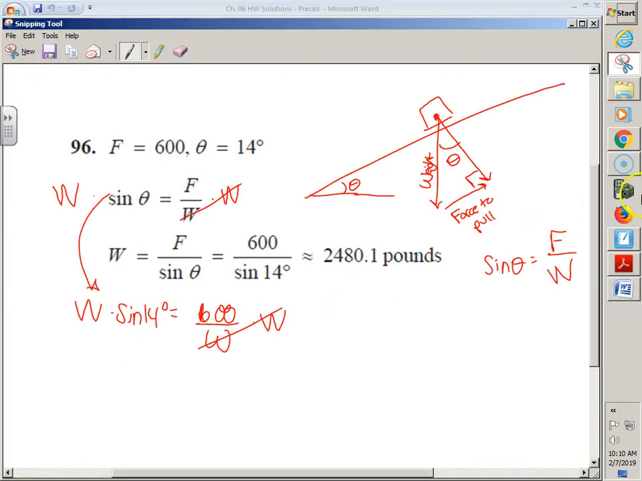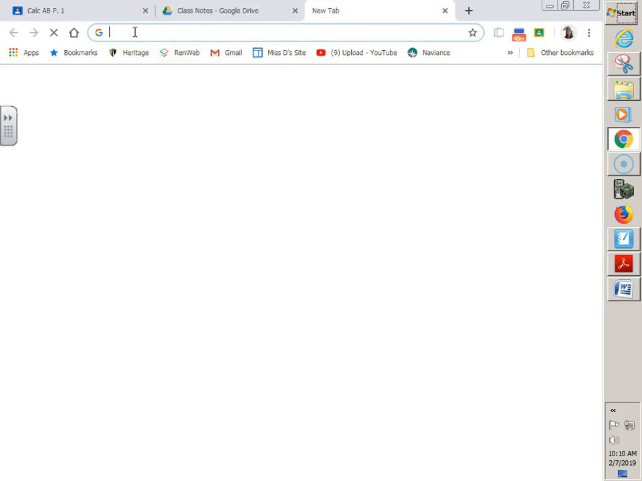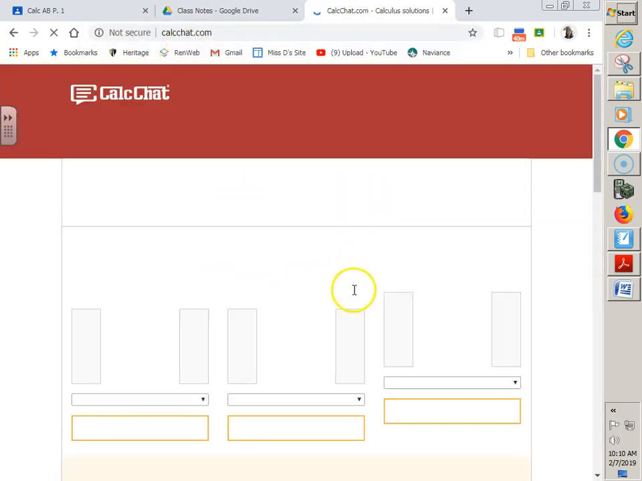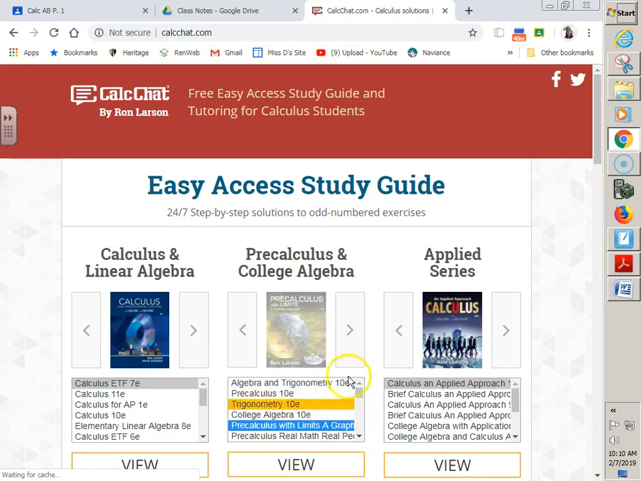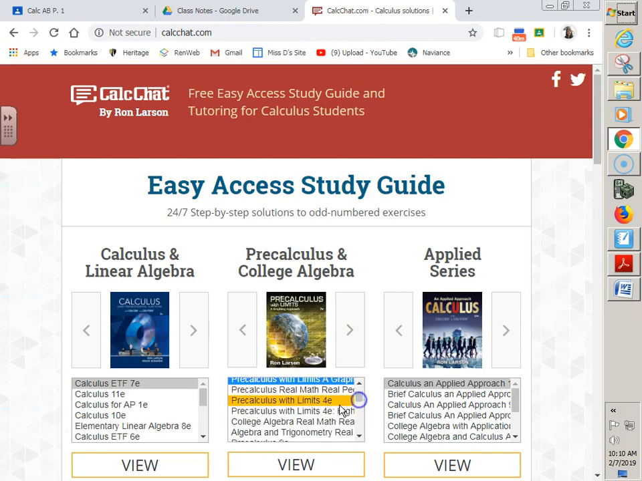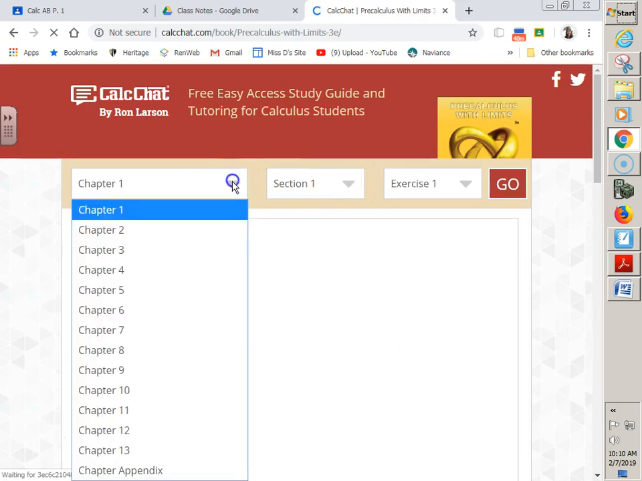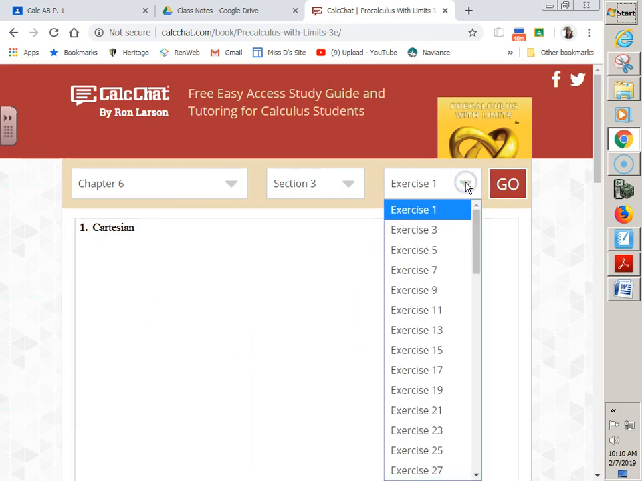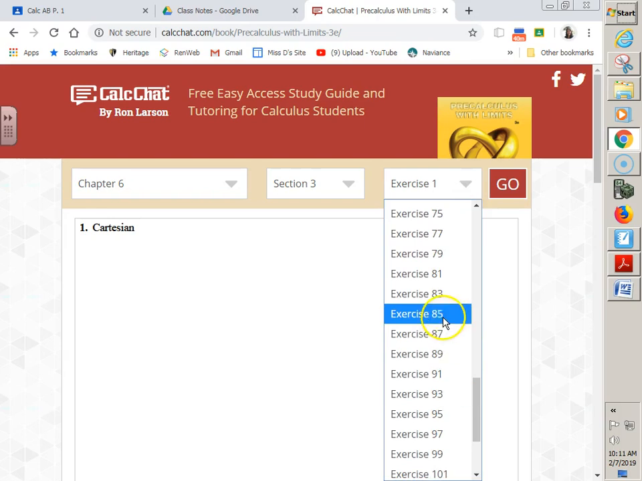So let me go ahead and, just because my pictures aren't showing up very well, they aren't showing up at all on this page for whatever reason, let me go see what CalcChat has as far as diagrams so we can try to use it. Where are we? We're in chapter 6, section 3. What was the first word problem? Was it 85? Cool.